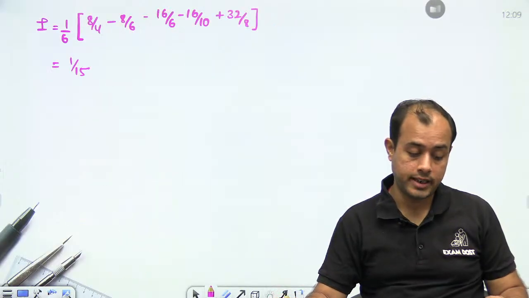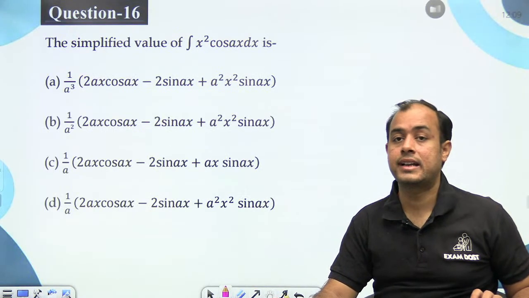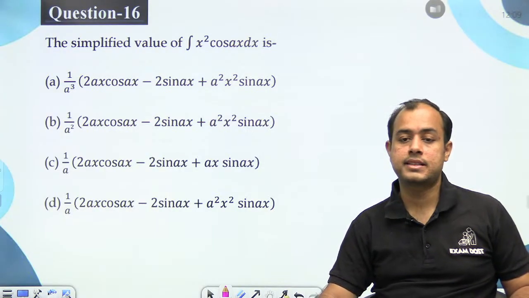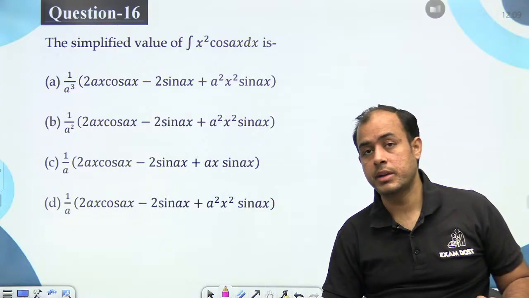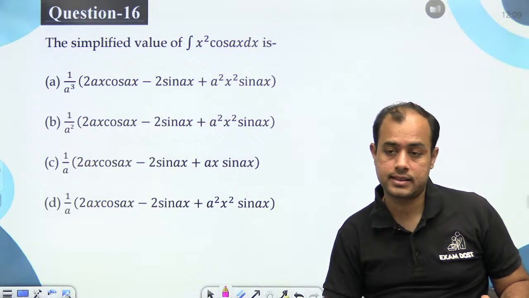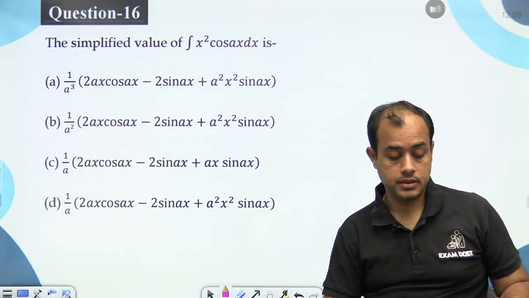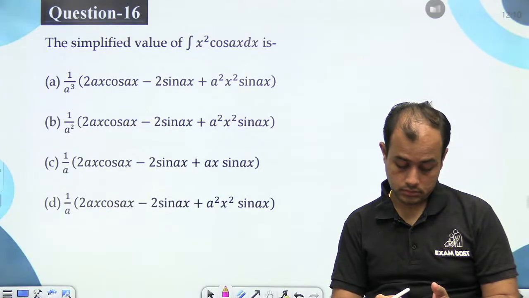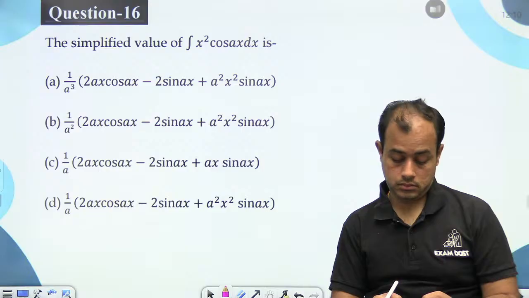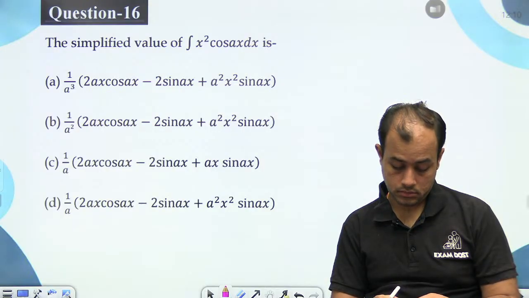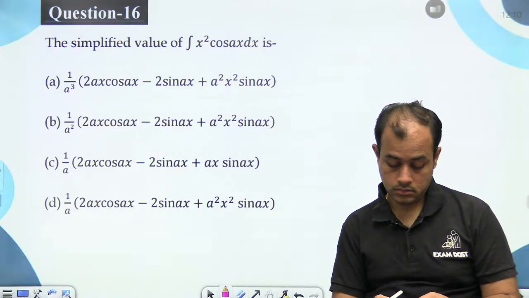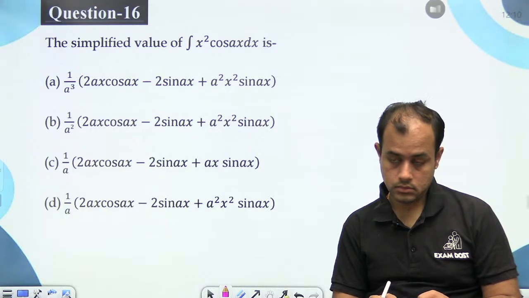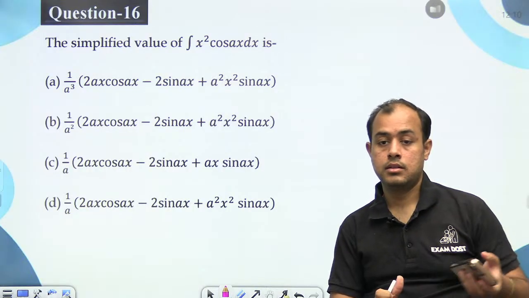चलिए, let's move on to the next one. सिंप्लीफाइड वैल्यू ऑफ x स्क्वायर cos ax. इसको बाय पार्ट से बता दो फटाफट. डू इट इंटीग्रेशन बाय पार्ट. सिंप्लीफाइड वैल्यू ऑफ x स्क्वायर cos ax. चलो, बताओ भाई.